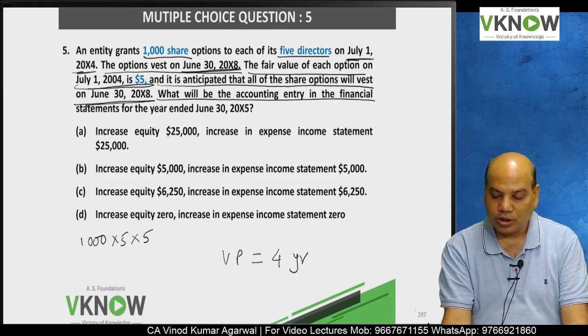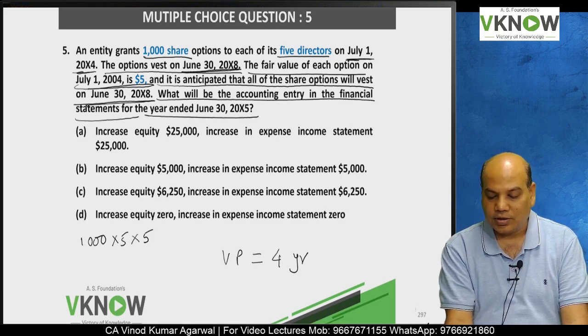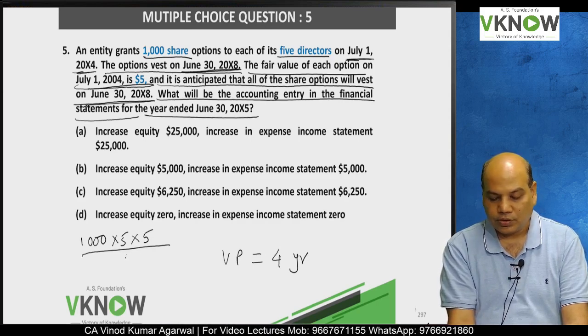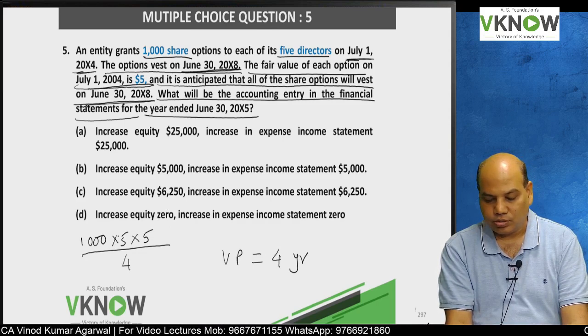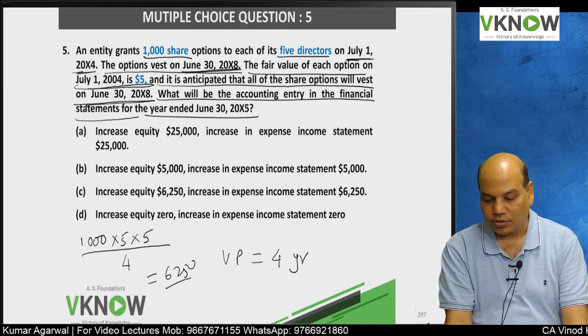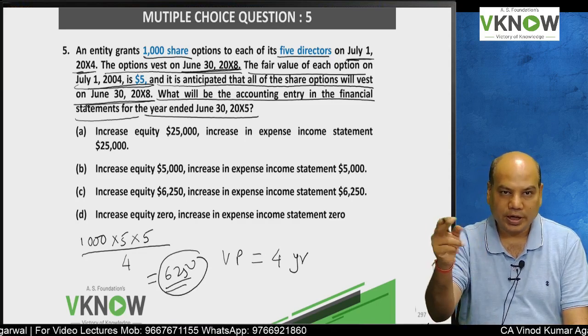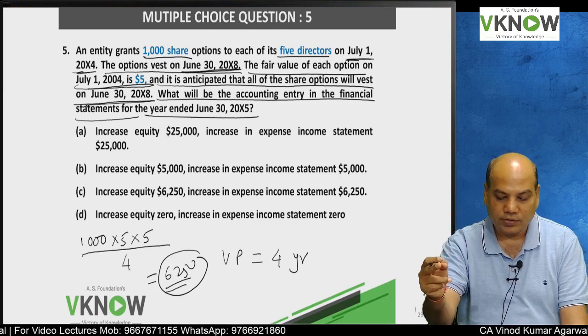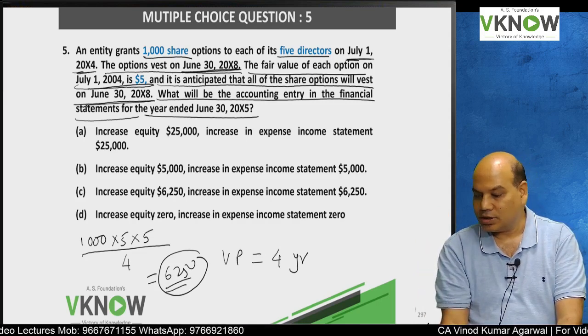What will be the accounting entry in the financial statements for the year ended 30th June 2005, the first year? Total estimated expense divided by 4 years. Can you do this calculation and tell me how much this will be? 6250. So I have to record an expense of 6250, credit SBP reserve 6250. Check whether there is any option like this.